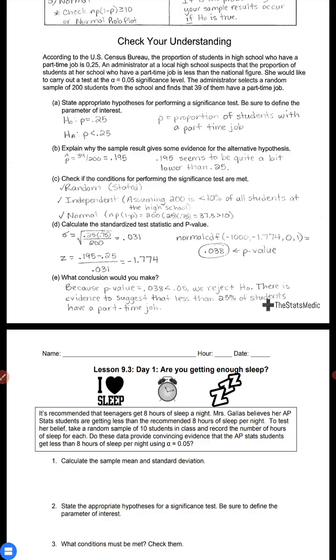So then what conclusion would I make? Well, because my p-value is less than 0.05, this time we have enough evidence to reject the null hypothesis. And again, we're not saying the null hypothesis is necessarily false. We are saying there is evidence to suggest that less than 25% of students have a part-time job at this school. Okay?